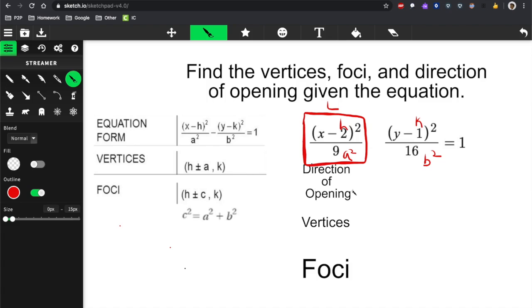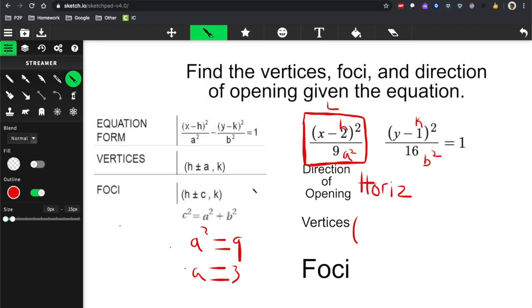Now, since we know that the direction of opening is horizontal, let me write that out. I'll just write H-O-R-I-Z. Horizontal. So now that we know that it is horizontal, we can use the equation h plus or minus a, comma k to figure out what the vertices are. So now all we have to do is just plug and chug. We know that our h value is 2, and we need to find our a value, which is a squared, so what we have to do is just square root both sides to figure out what a is. And a is equal to 3 by square rooting both sides.